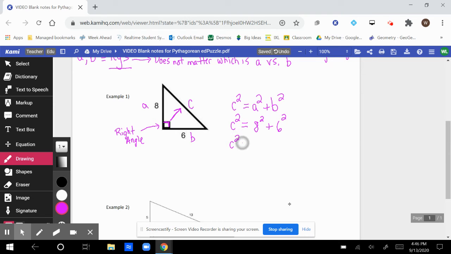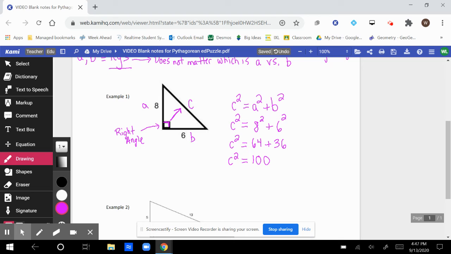Okay, our next step, we're actually going to square 8 and 6. Remember, guys, that squared means times itself. So 8 squared is 8 times 8 or 64. 6 squared is 6 times 6 or 36. Okay, we're almost there. So C squared, now we're actually going to add them, 64 and 36. Put it in your calculator. You should get 100.